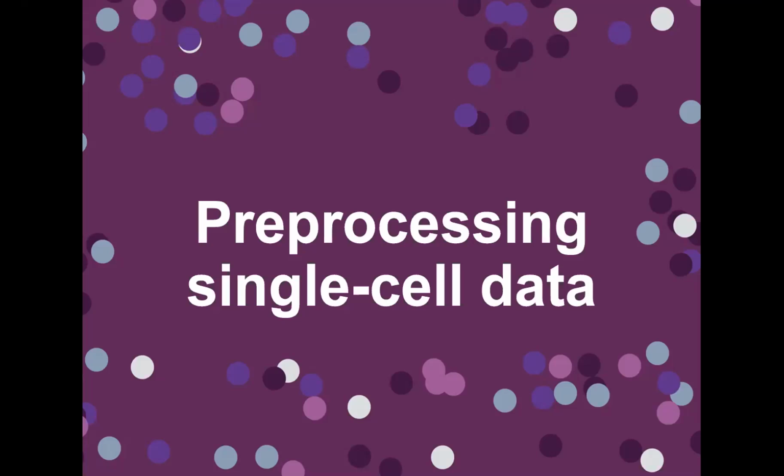Because as Smita mentioned, when data comes off of the sequencing machine, you get one representation of the data, but there's actually some work that needs to be done to go from the output of the sequencing machine to the input that you need for, say, building a graph.